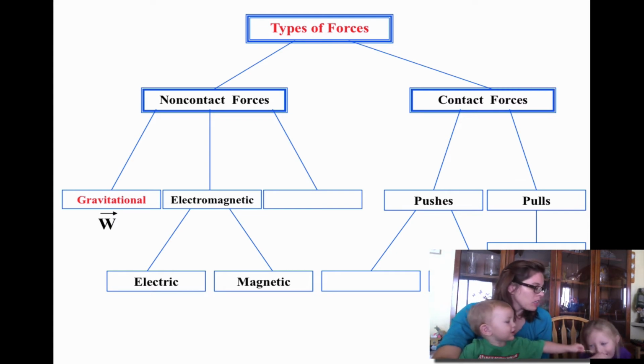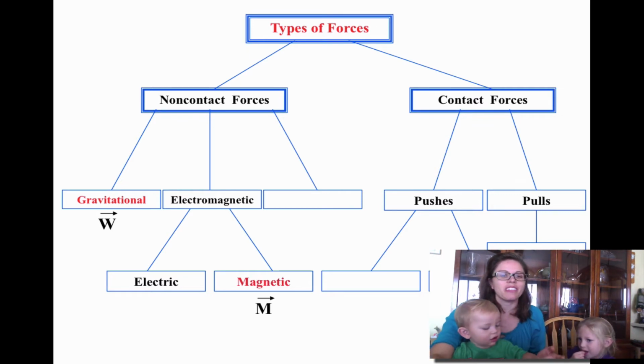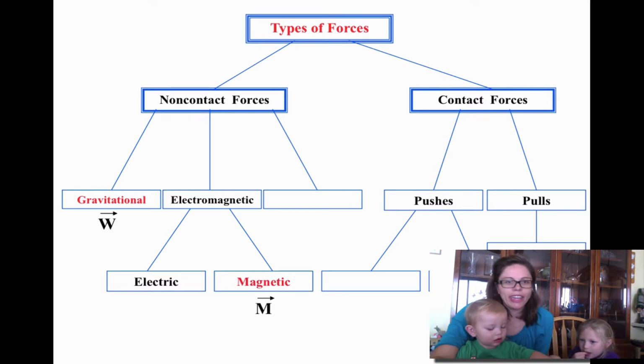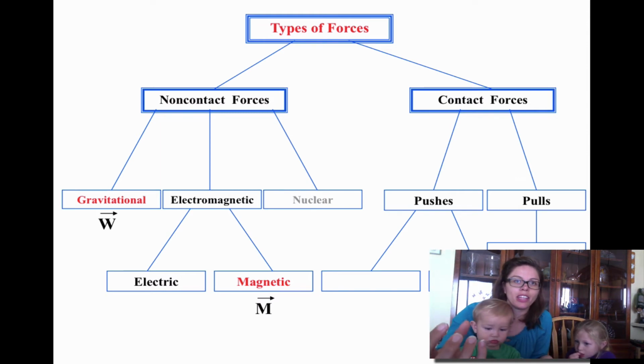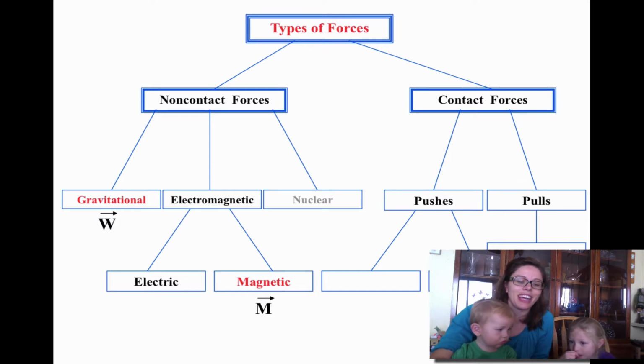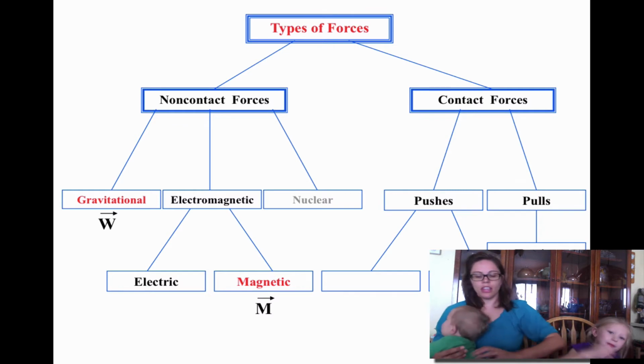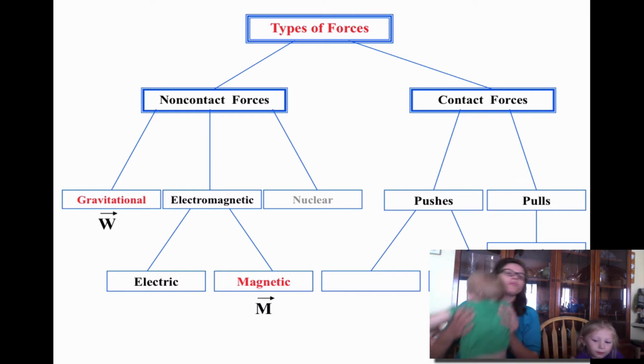Electromagnetic force could be broken up into electric and magnetic, and we use M for magnetic just for right now. There's also the nuclear force that keeps the protons and the neutrons together in the nucleus of an atom. It's good to know that it's there. It completes our force diagram, but this is the end of that conversation of nuclear force for this course.